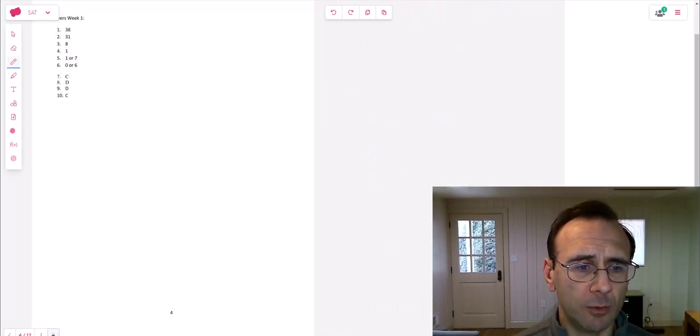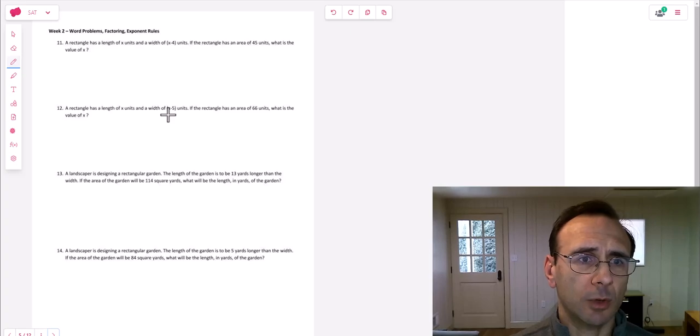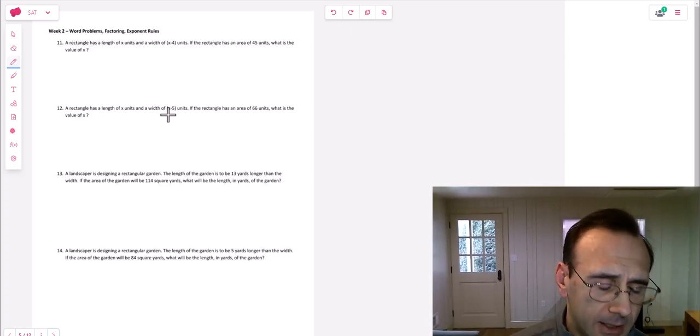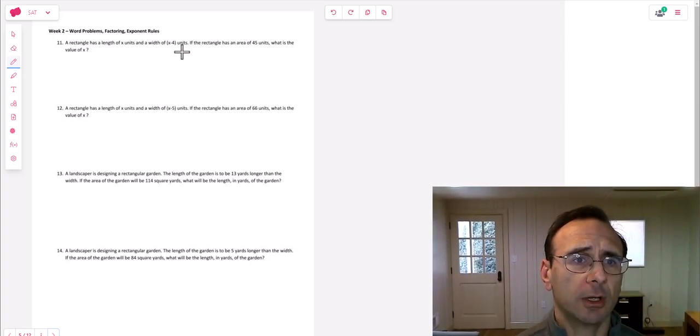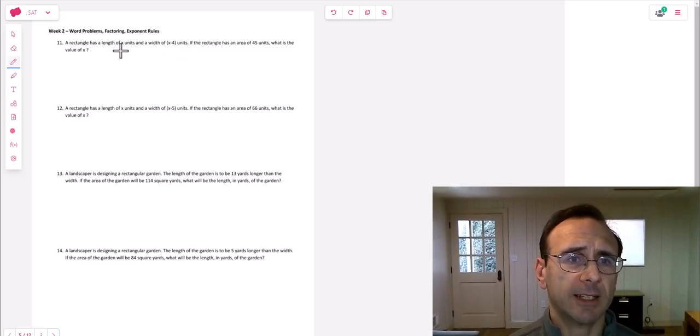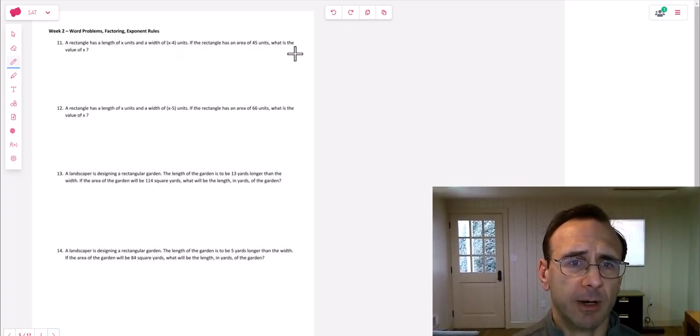So moving on, week 2, word problems. So number 11, and again, pause this if you want to try it on your own. I'm going to run through this one here. The rectangle has a length of x and a width of x minus 4. Here's the area. What is x?